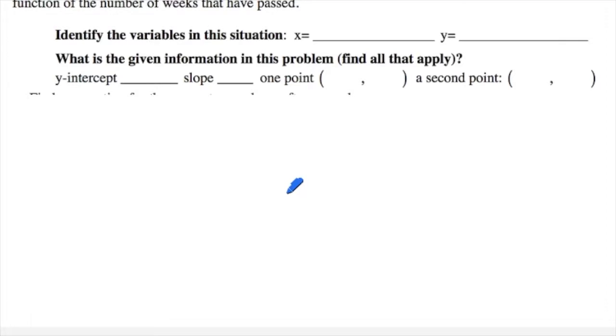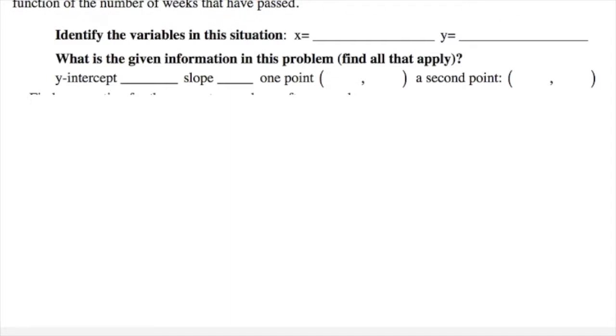Let's take a look at the second one. Here we have a different situation where there's money being saved up. Suppose you received $100 for a graduation present, and you deposit it into a savings account. Then each week thereafter you add $5 to the account, but no interest is earned. The amount in the account is a function of the number of weeks that has passed.